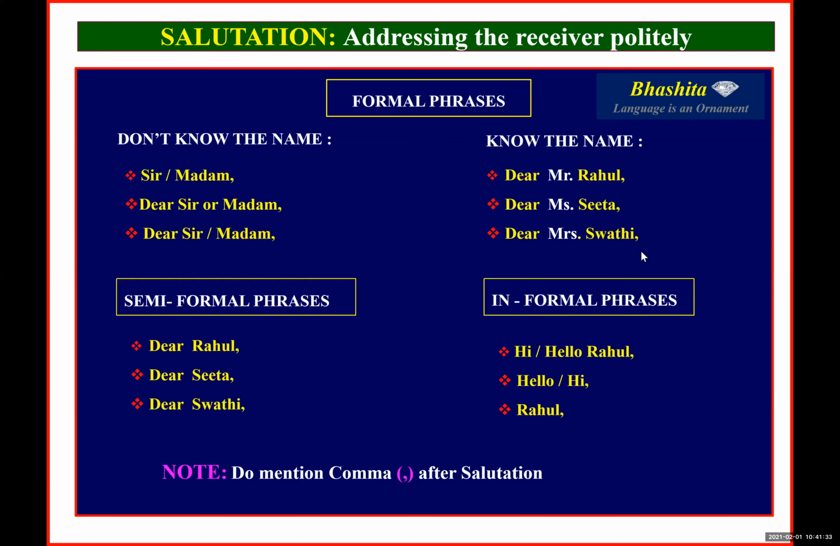Dear Mr. Rahul, dear Miss Sita. If that person is a married person, you can use dear Mrs. Swati. Or semi-formal. It's not too formal, not too informal. In such a situation, how to write the salutation? By using their names: dear Rahul, dear Sita, dear Swati. So these are the different ways of addressing the receiver.